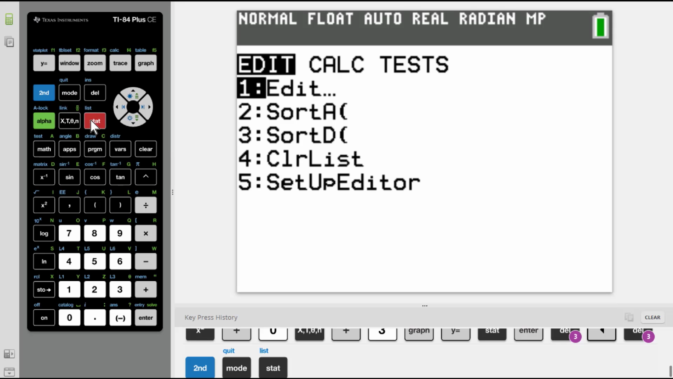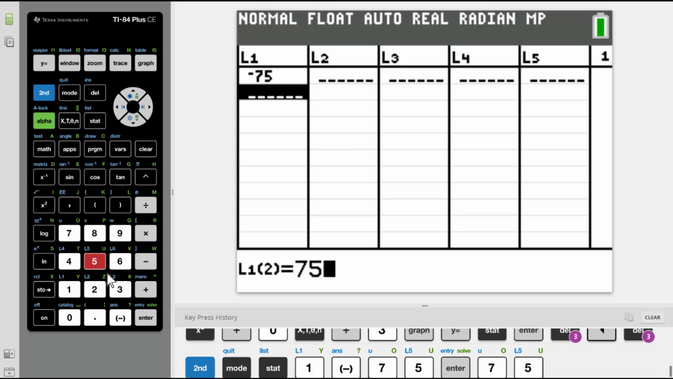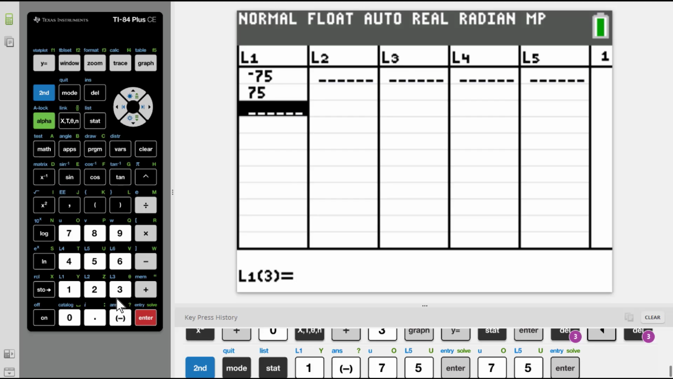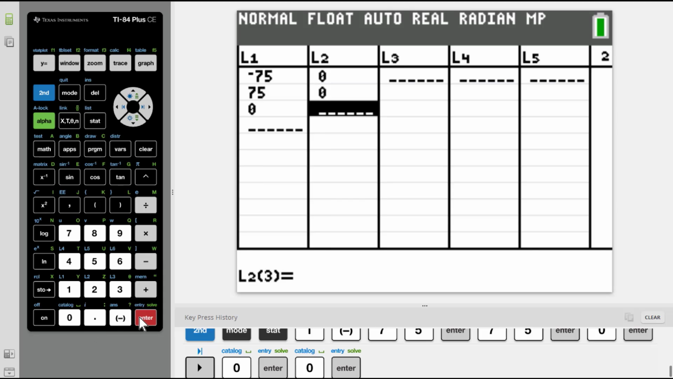I'm going to go ahead and hit Stat and 1 because that's where I want to edit my list. So my x values for this table are negative 75, because remember we're doing half of 150, and then a positive 75. And then for our vertex, it's going to be 0 for the x. Then we're going to scroll over, and obviously the negative 75 and 75 are our zeros. So our y values on those will be 0, 0, and then our maximum is 100 feet. So we'll have 100 feet that goes with the vertex. All right, that gives us the tables we need.